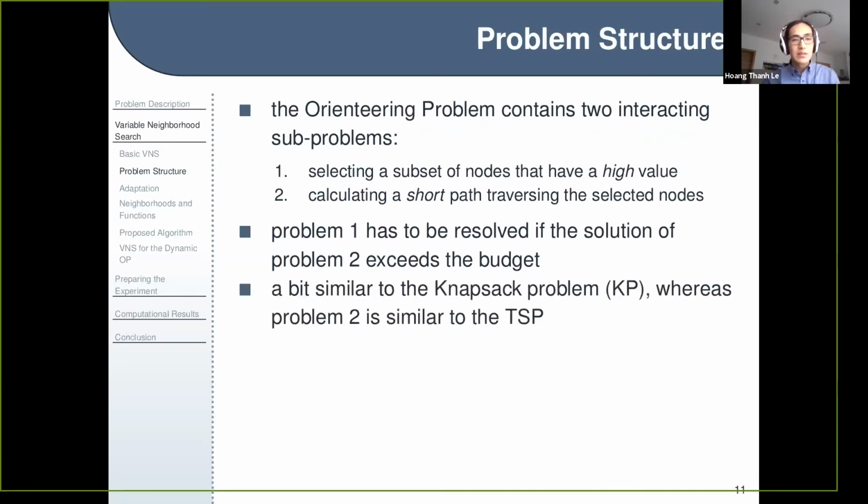In this sense, one might say that the first problem is a bit similar to the knapsack problem, where we have to select a set of items while taking into account a weight restriction, whereas the second problem is a bit similar to the traveling salesperson problem, where we need to calculate a short path. And the algorithm we propose has been adapted to this problem structure. So what did we do?